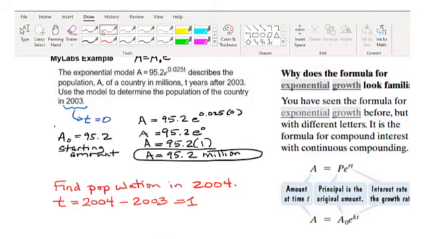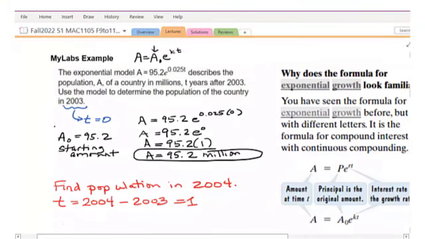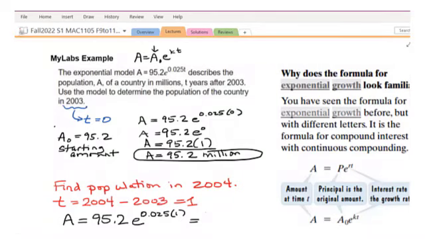If we plug that in, we would get A equals 95.2 times e to the 0.025 T. So we're going to plug in 1 there. All right, so everybody, you really should be practicing with your calculators. Those of you at home, if you don't have it out, please go get it out.